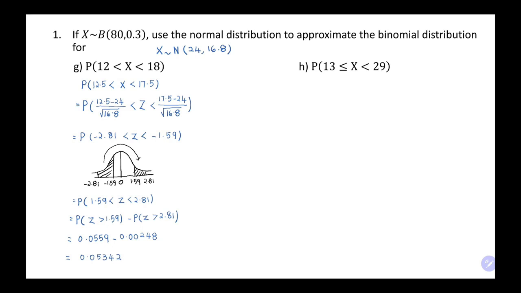And last question, we have probability between 13 until 29. So first step, we use CC. We read from X. X greater than or equal. Greater than or equal means we need to minus 0.5. So we have 12.5. And X less than or equal. X less than or equal means we plus 0.5. So 29.5... Okay, next we convert to Z. So 12.5 minus 24 divided by square root of 16.8.